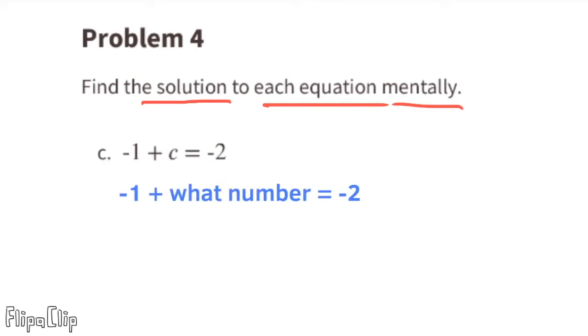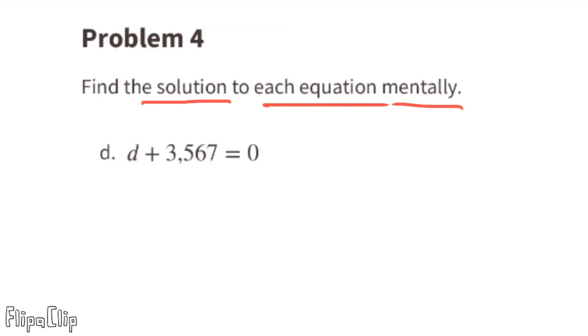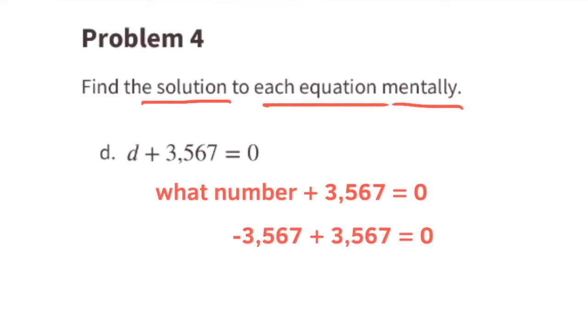C. Negative 1 plus C equals negative 2. Negative 1 plus what number equals negative 2? Negative 1 plus a negative 1 equals negative 2. C equals negative 1. D. D plus 3,567 equals 0. What number plus 3,567 equals 0? Negative 3,567 plus 3,567 equals 0. D equals negative 3,567.